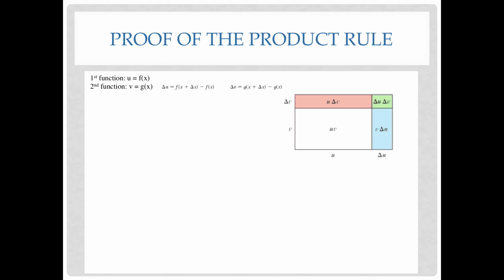So think of your mommy function as u equals f of x, and think of your daddy function as v equals g of x. Then we can represent the product of u and v as the area of a rectangle, as shown here. So if x changes by an amount delta x, then the corresponding changes in u and v are delta u equals f of x plus delta x minus f of x, and delta v equals g of x plus delta x minus g of x.